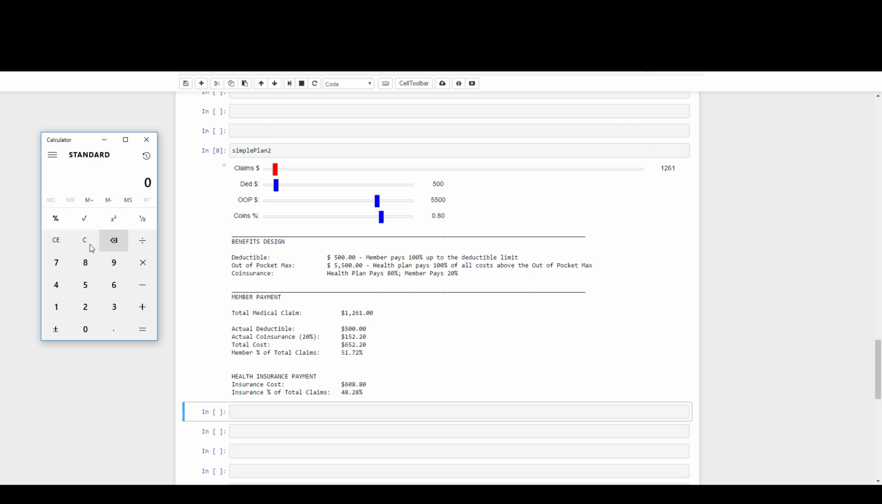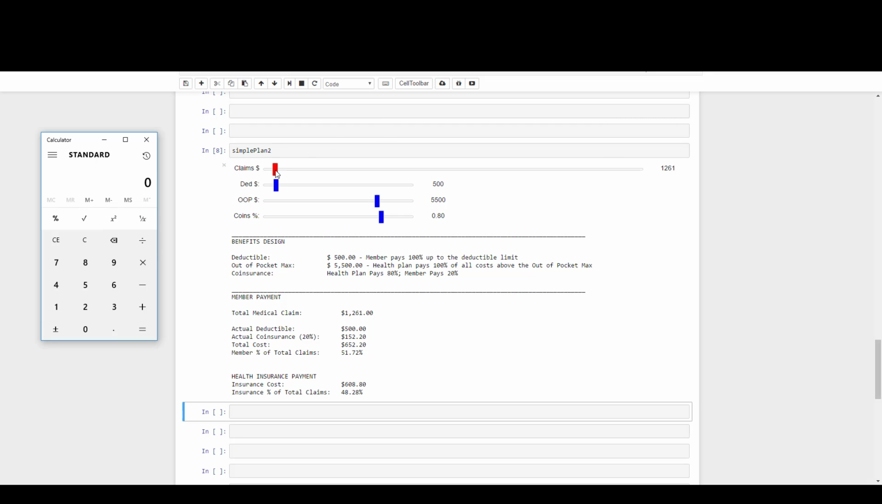Now, what this 51% means, it says, well, if I took that $652 and divided that by the total claims, what's my percentage? And that's where we get the 51%. And then the same thing for the insurance company. So if we said the 608.80 and divided that by 1261, I get the 48.28%.